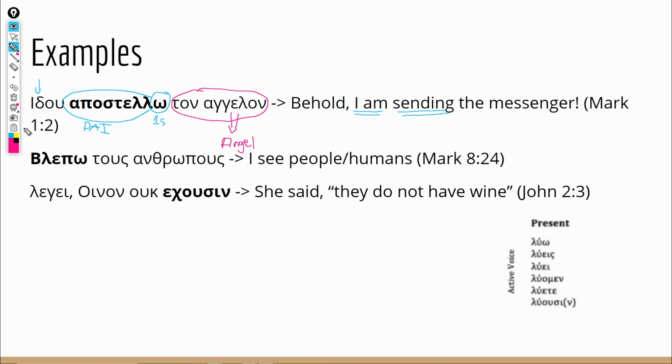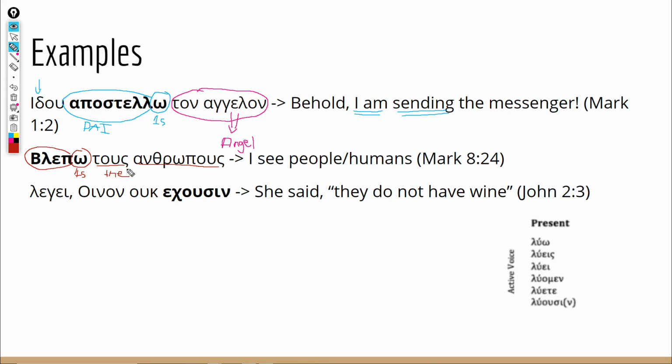Okay. See the next one in Mark 8:24. Blepo tous anthropous. So this means I see people or humans. Again, cut off the stem from the ending. We know this is first person singular. And we know that this kind of means like the and humans. So very simply, I see people or humans.